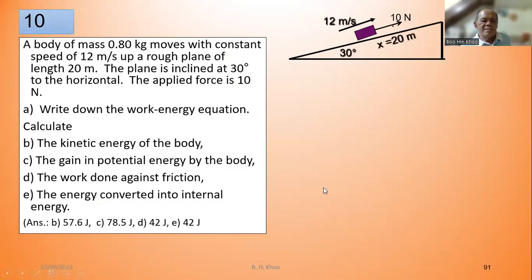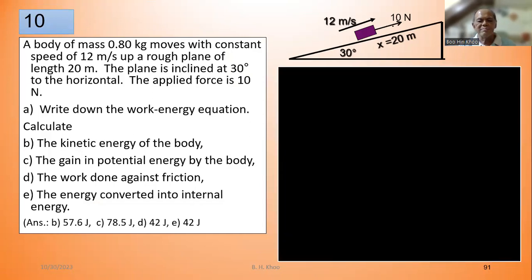A body of mass 0.8 kilogram moves with constant speed 12 meters per second up a rough incline of length 20 meters. The plane is inclined at 30 degrees to the horizontal. The applied force is 10 Newton. Write down the work energy equation. That means the conservation of energy equation.